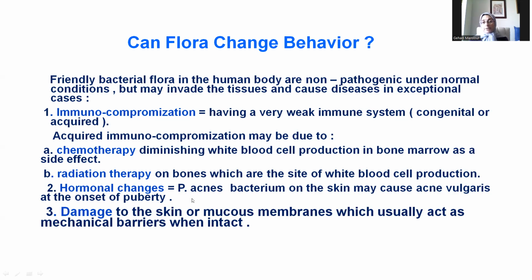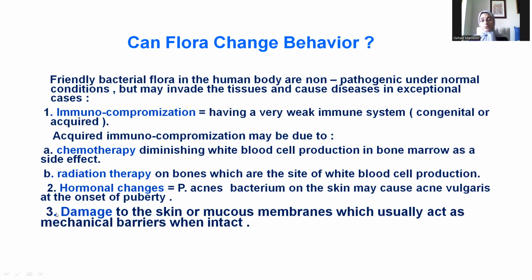The second factor that justifies the conversion of flora into pathogens is any hormonal change that can occur in the human body. And the best example for this, I might ask you about this specifically: give an example to justify that hormonal changes might cause friendly flora to turn pathogenic. You would give the very famous example of puberty and the surge that occurs in androgen levels in blood, and how this causes P. acnes to be pathogenic and cause acne vulgaris.